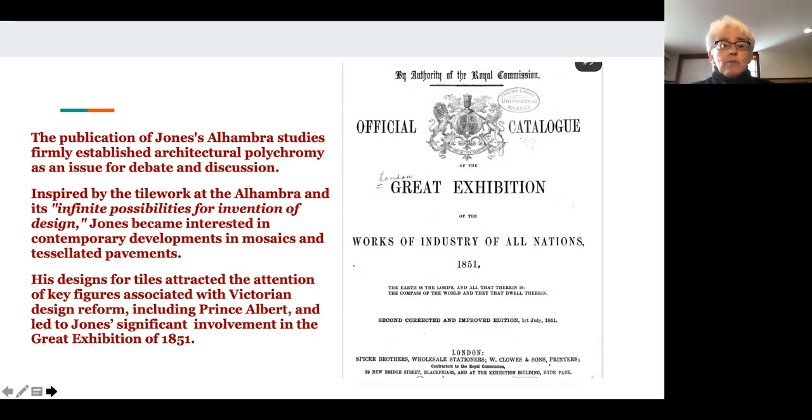So what Jones was presenting was a really heavy argument for how polychromy can be used and how it fits in defining and developing fine art and architecture, that fusion of art and architecture. And as I've noted here, he was inspired by the tile work at the Alhambra and what he called the infinite possibilities for invention of design.